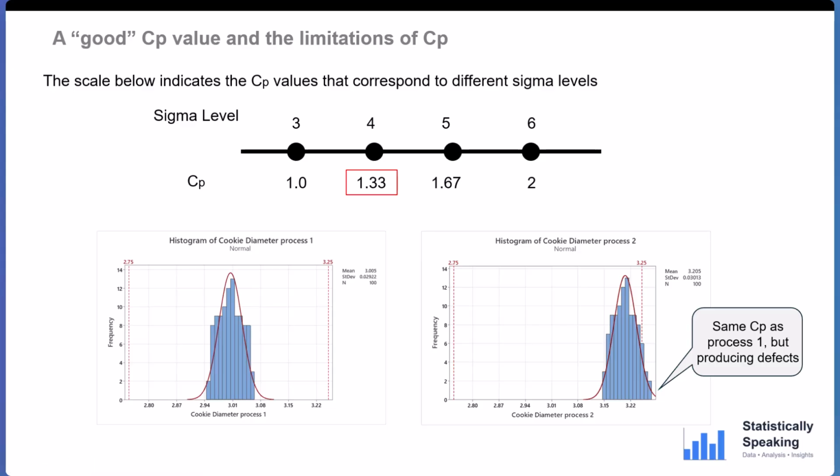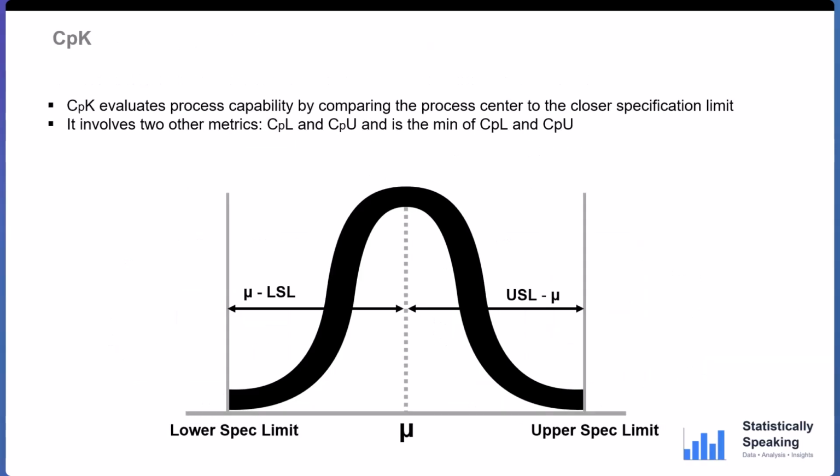Even a small shift in your process performance and you start producing defects. What 1.33, or anything higher than 1.33, does is it gives you this buffer room. 1.33 nicely aligns with 4 sigma as well. So that's why it's become a rule of thumb, or a good metric to measure your performance against. Now let's discuss CPK.